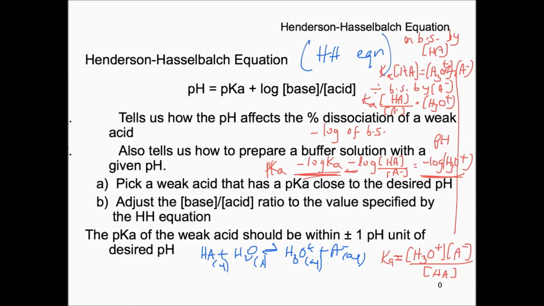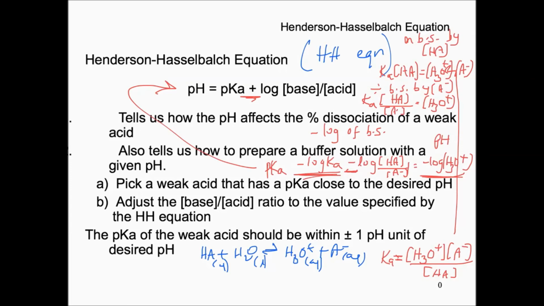If you want to make that negative sign positive, then you will have to make the denominator numerator, numerator denominator. So this equation will boil down to pH is equal to pKa plus log of base over acid. That's how we got that. So it's nothing fancy, it's just basically a simplification of the Ka and a mathematical operation on that.